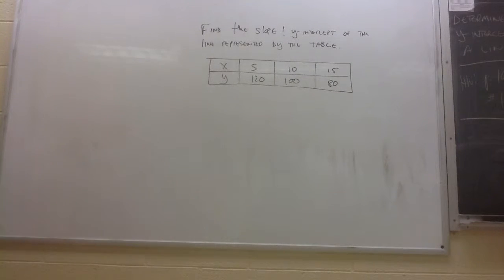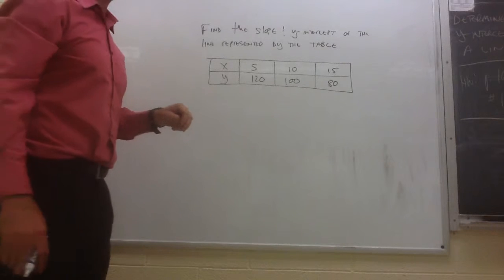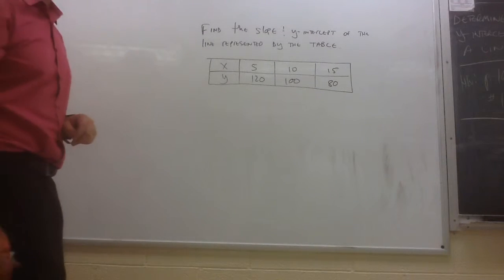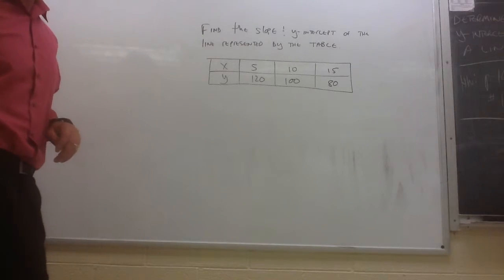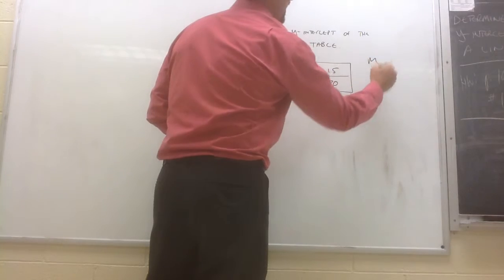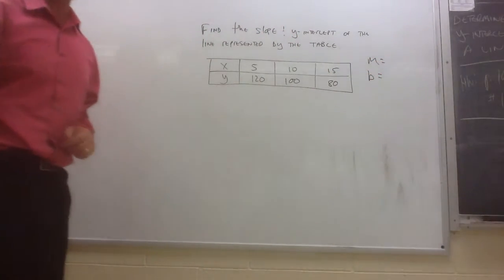Okay, so today in class we talked about how we could find the slope of a line when I give you a table or an equation or a graph. So for this problem here, I asked you to find the slope and the y-intercept of the line represented by the table. Remember, our slope is abbreviated with an M and our y-intercept is abbreviated with a B.